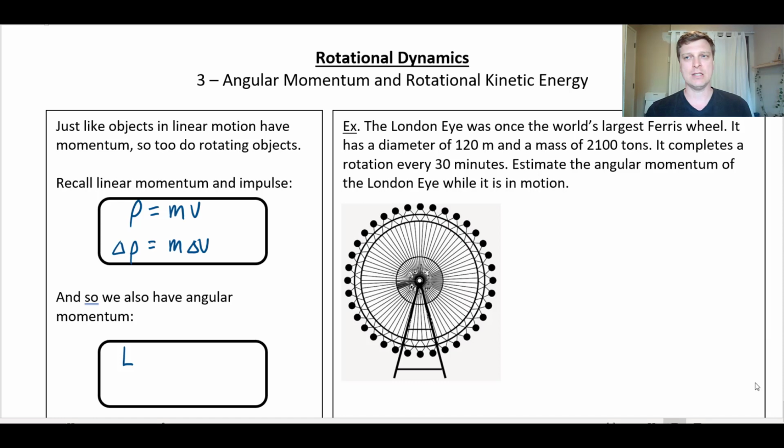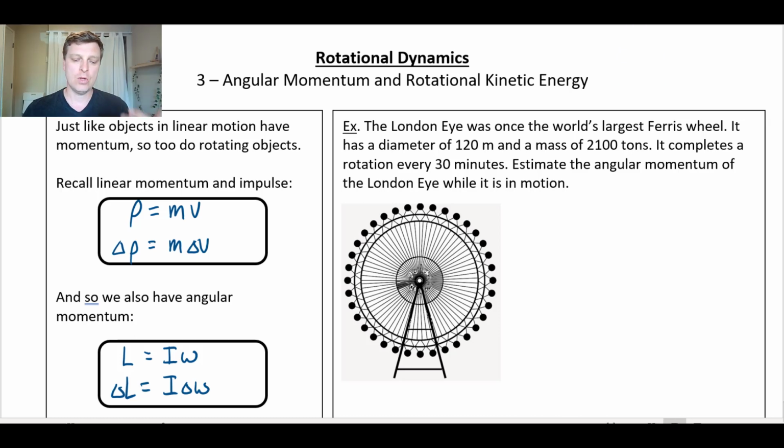If momentum is mass times velocity, then angular momentum is going to be the angular version of mass times the angular version of velocity. And so the angular version of mass is our moment of inertia, and the angular version of velocity is our angular velocity. So by the same token, we can think about our change in momentum, or our angular impulse, as being I times delta omega.